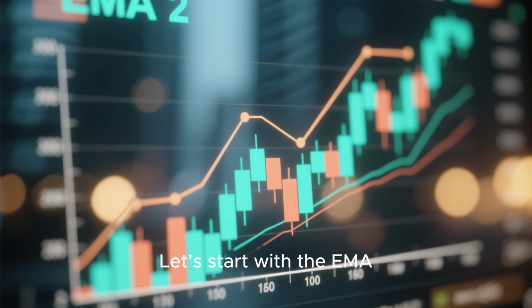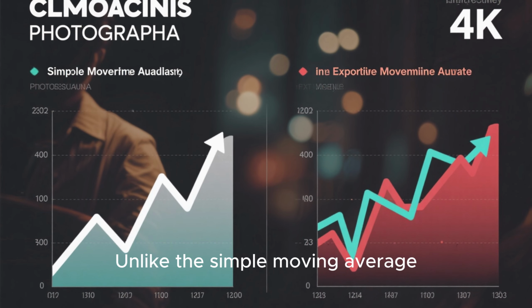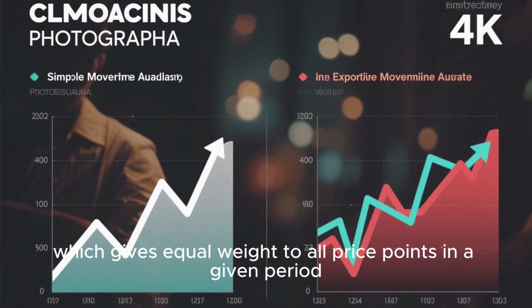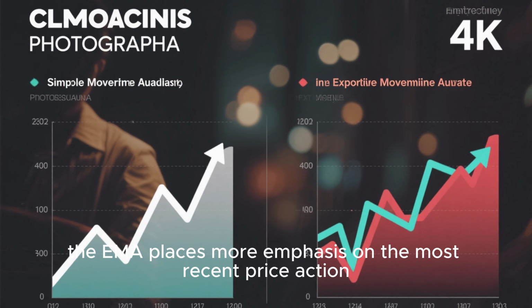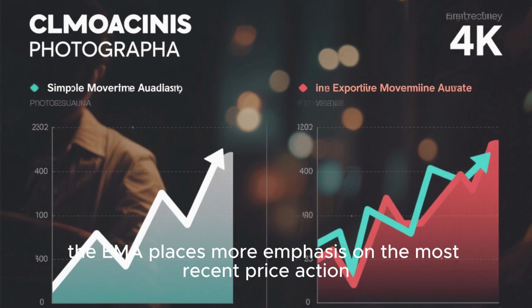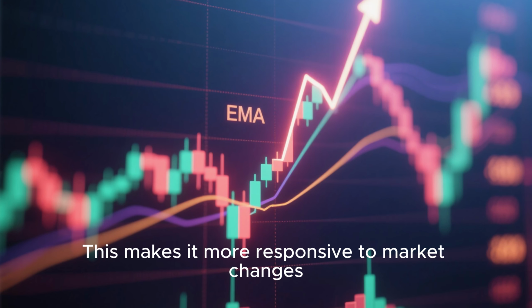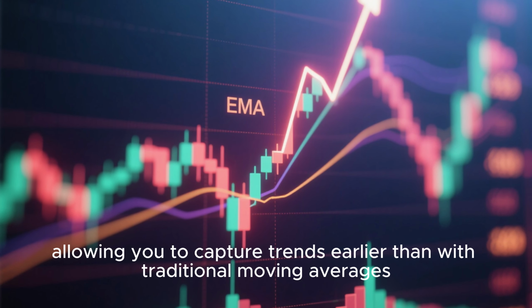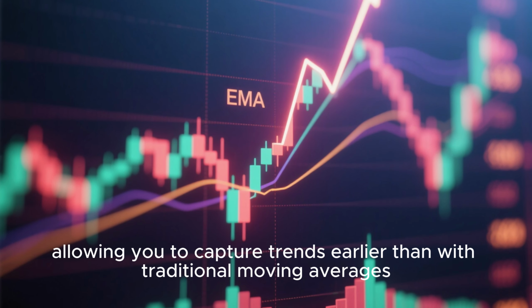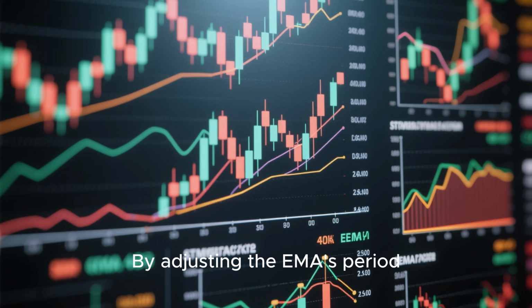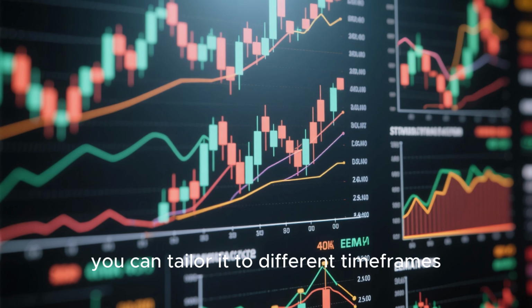Let's start with the EMA. Unlike the simple moving average, which gives equal weight to all price points in a given period, the EMA places more emphasis on the most recent price action. This makes it more responsive to market changes, allowing you to capture trends earlier than with traditional moving averages. By adjusting the EMA's period, you can tailor it to different time frames.